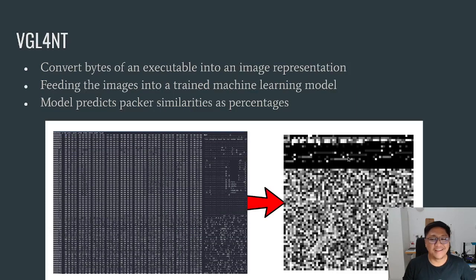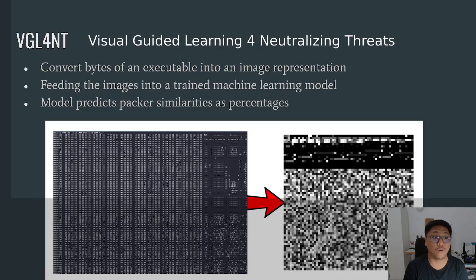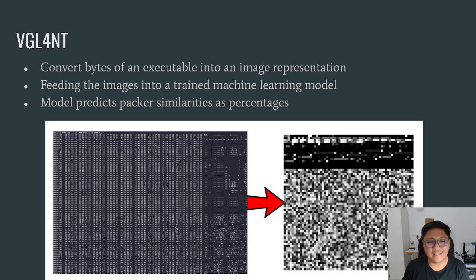Okay, so using all of that information, all of those things that I learned, I now decided that I wanted to create a prototype. And that prototype is this one. And I call it Vigilant. It stands for Visual Guided Learning for Neutralizing Threats. And what it does is that it converts executables into image representations. Let's say each byte from 0 to 255 is then converted into a pixel here on the right.